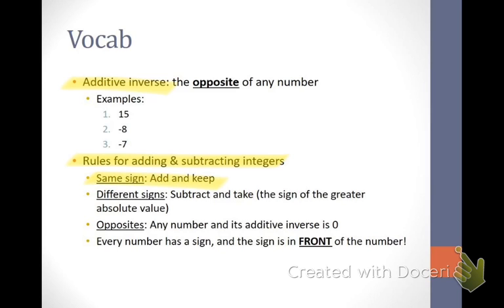Same sign, add and keep. Different sign, subtract and take. What do I mean by subtract? I mean subtract the absolute values and take the sign of the greater absolute value. So it's important that you understand absolute value. Opposites always equal 0. We'll talk more about that in a second. And then lastly, every number has a sign, and that sign is in front of the number.